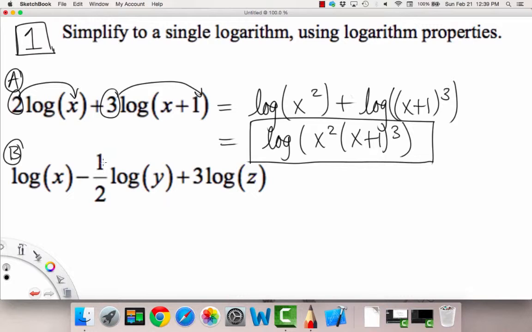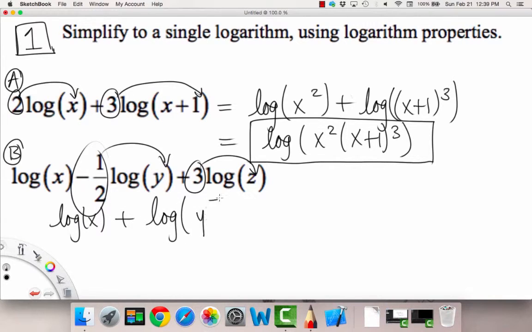Again, we can do the same thing here. We can move this up as an exponent, and we can move this up as an exponent as well. So then we'll have log of x plus log of y to the negative 1/2 power, plus log of z to the third, or z cubed.